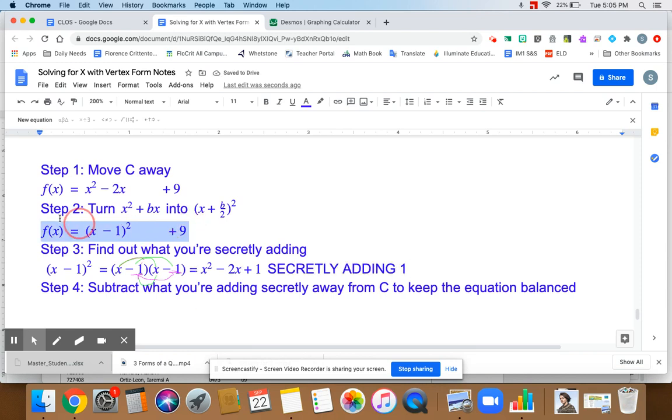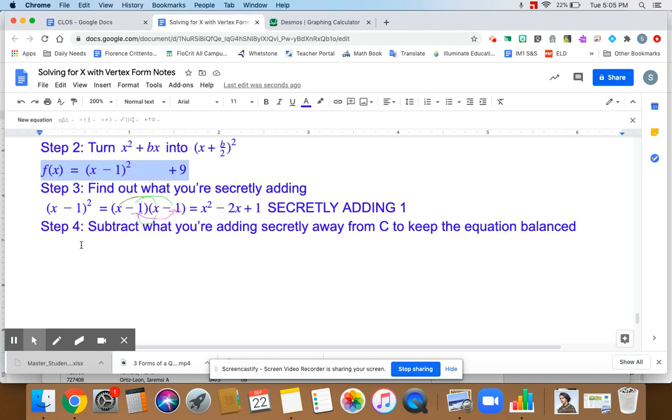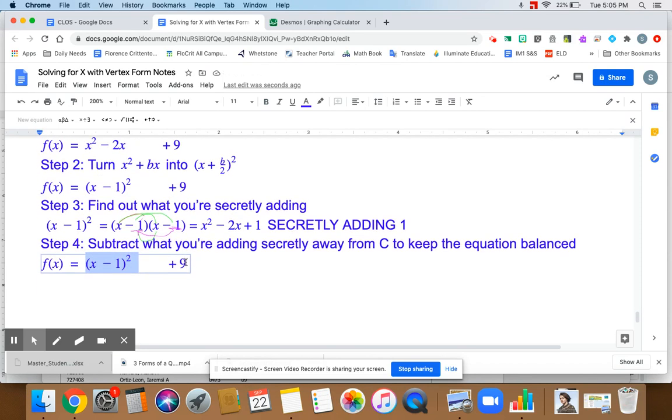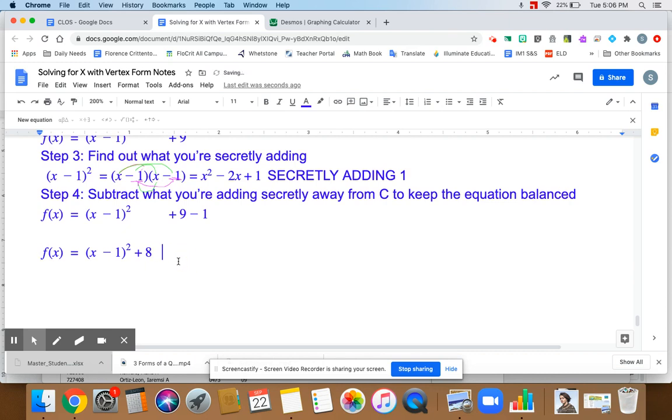So then we're going to take our equation from step 2 and say I'm secretly adding 1 by putting this here instead of what was there before. So to undo that, I'm going to -1. So that our final answer, 9 minus 1, becomes 8. So now we're in vertex form. Still need to solve for x.